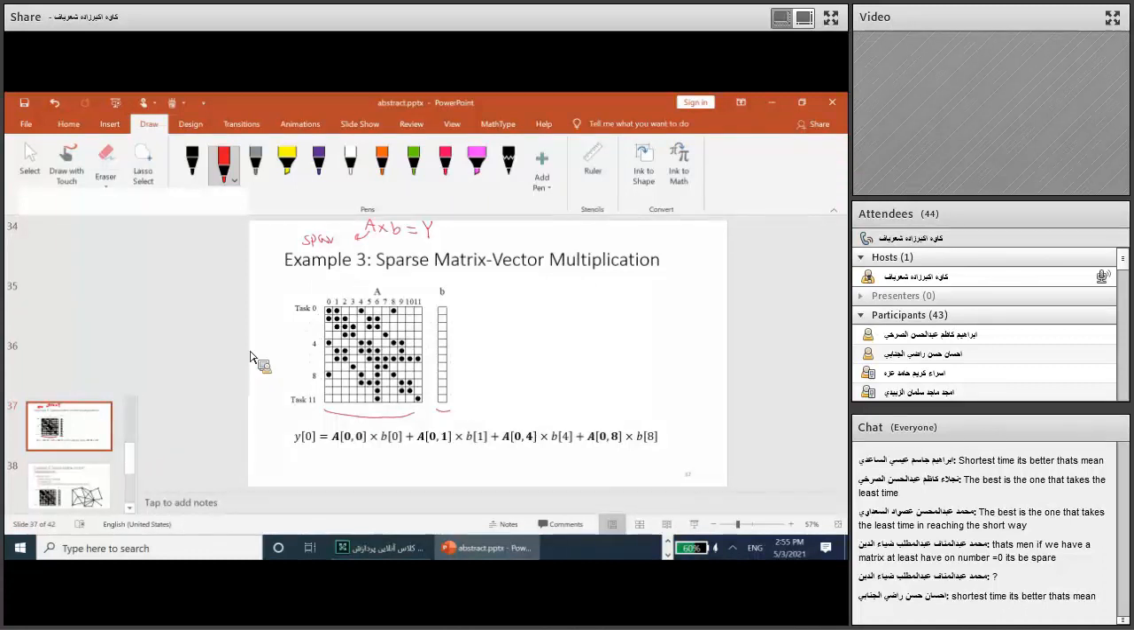For example, in a sparse matrix, just 1 or 2% of the elements in a matrix are non-zero.